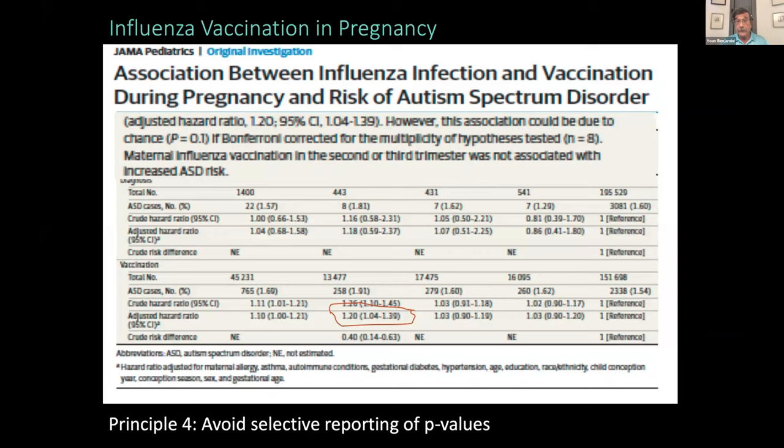And the referees noticed, well, you have here so many inferences, don't you have to adjust for selection that you have selected this one to the abstract? Well, if Bonferroni corrected for the multiplicity of hypotheses tested, they chose 8. Maternal influenza vaccination, the second or the third trimester, was not associated with increased AAT risk. So the point is that you had to go to the p-value in order to protect these findings that was based only on confidence interval from doing that.